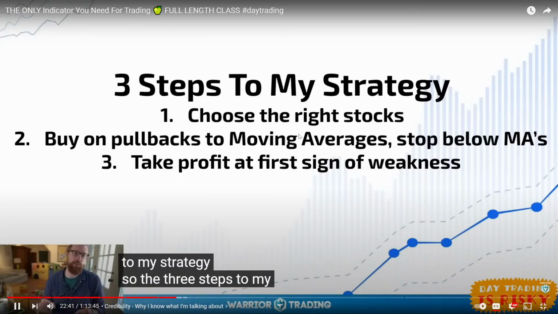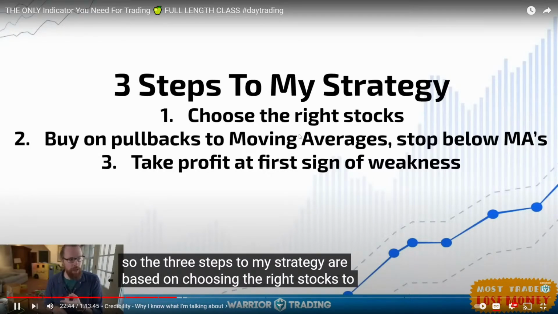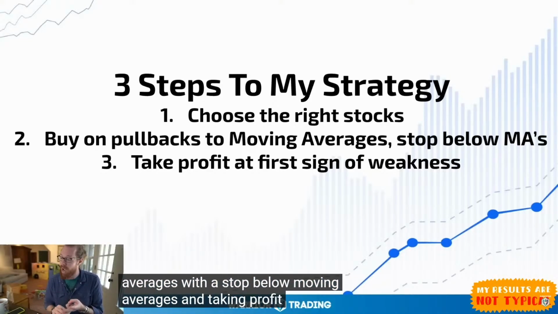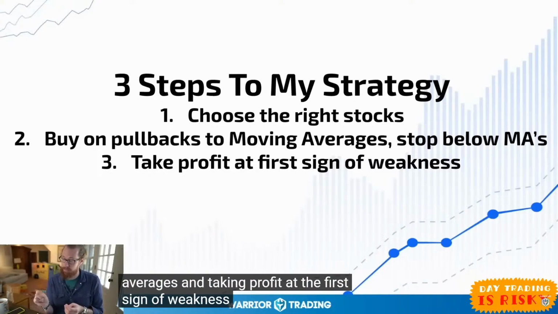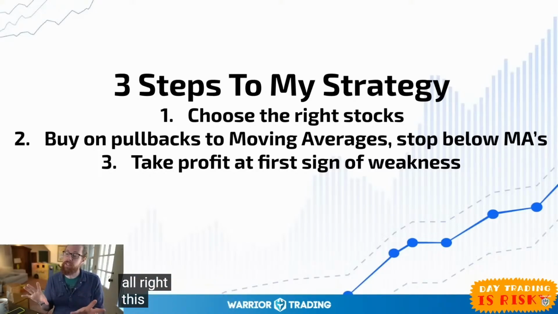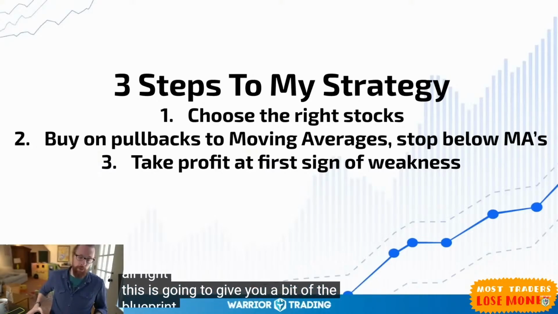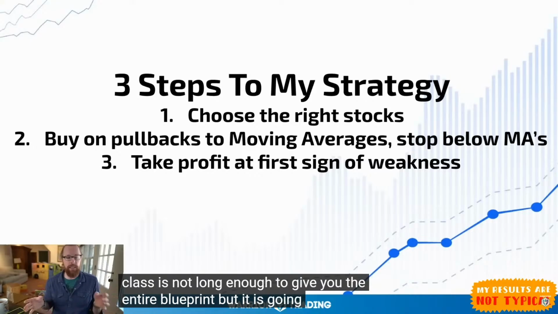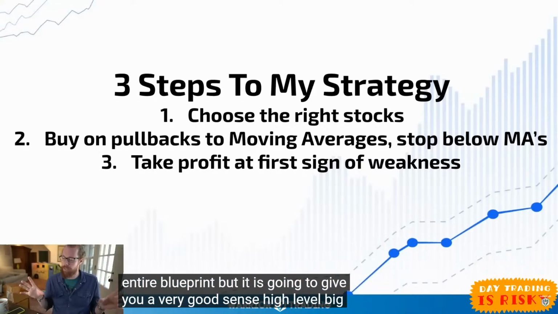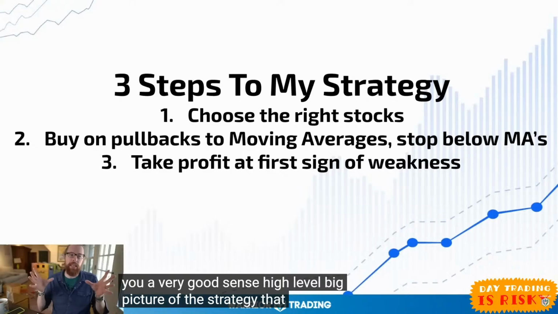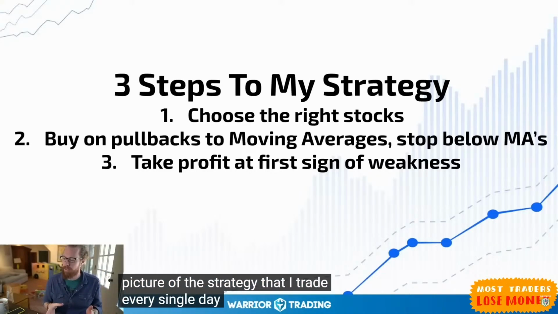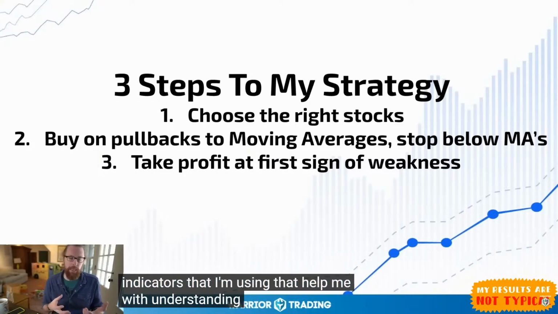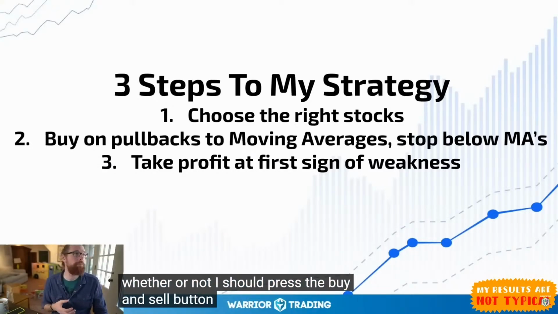But we can watch. The steps to my strategy are based on choosing the right stocks to trade, buying on pullbacks to moving averages with a stop below moving averages, and taking profit at the first sign of weakness. This is going to give you a bit of the blueprint, not the entire blueprint. This class is not long enough to give you the entire blueprint, but it is going to give you a very good sense, high level, big picture of the strategy that I trade every single day. And I'm going to share with you the indicators that I'm using that help me with understanding whether or not I should press the buy and sell button.